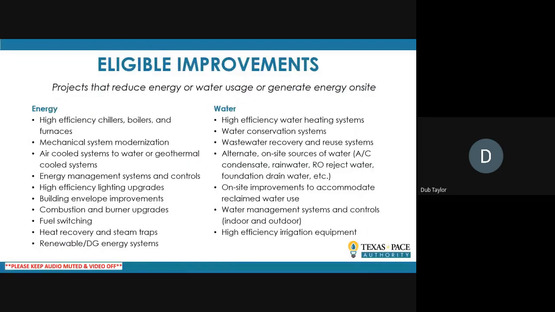The type of improvements we're talking about that can be funded by PACE fall into the categories of energy or water efficiency or on-site energy generation. And these are some examples in the two categories: HVAC systems, lighting, building controls, a variety of things there. On the water side, fixtures, alternative water, irrigation systems, you name it. Pretty open in terms of the technology itself that can be financed through PACE.